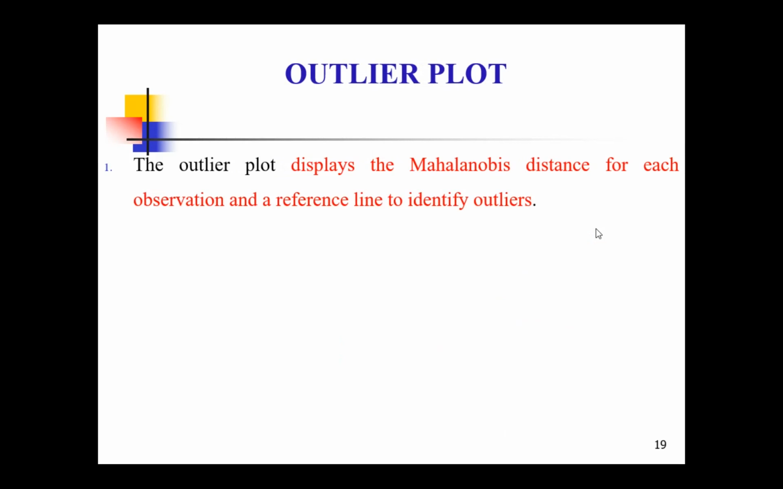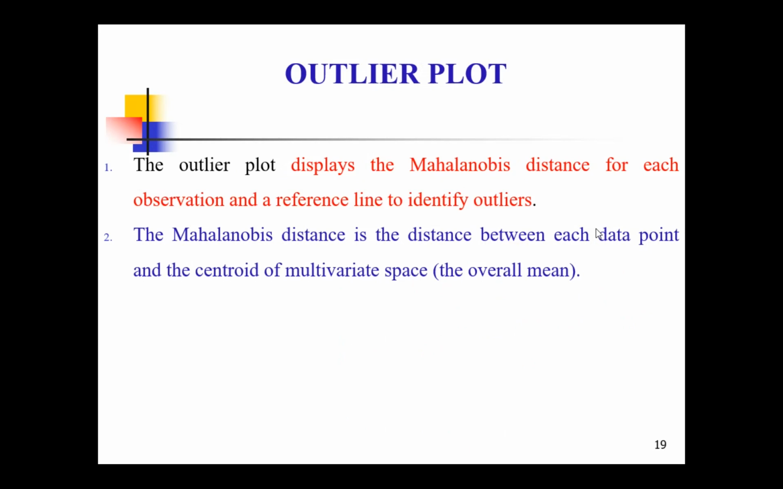Then outlier plots. These outlier plots display the Mahalanobis distance for each observation and a reference line to identify the outliers. If I am going with 9 observations, then for each observation it is going to display the Mahalanobis distance with reference to a reference line, because based on that only we are going to determine how much these data are going to be the outlier. Outlier means that it exceeds the reference line.